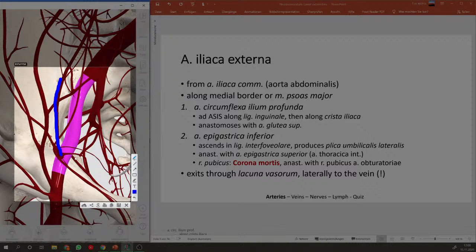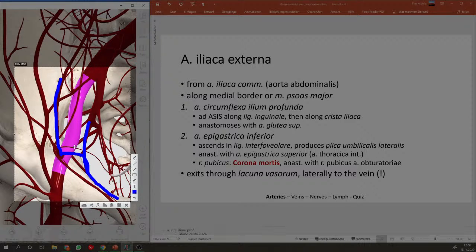And here the pubic branch will go over the ramus superior ossis pubis and will anastomose with the pubic branch of the internal obturator artery, if that makes sense to you. And it's also frequently asked in the dissection exam, so be sure to remember it well.